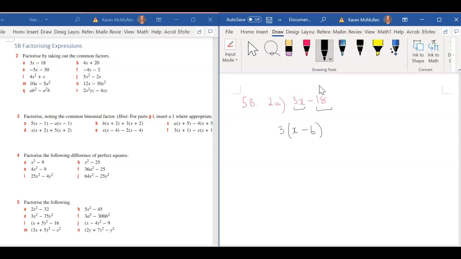Inside your bracket, you can say, well, what do I multiply 3 by to get 3x? And what do I multiply 3 by to get negative 18? So that's where the negative 6 comes from.